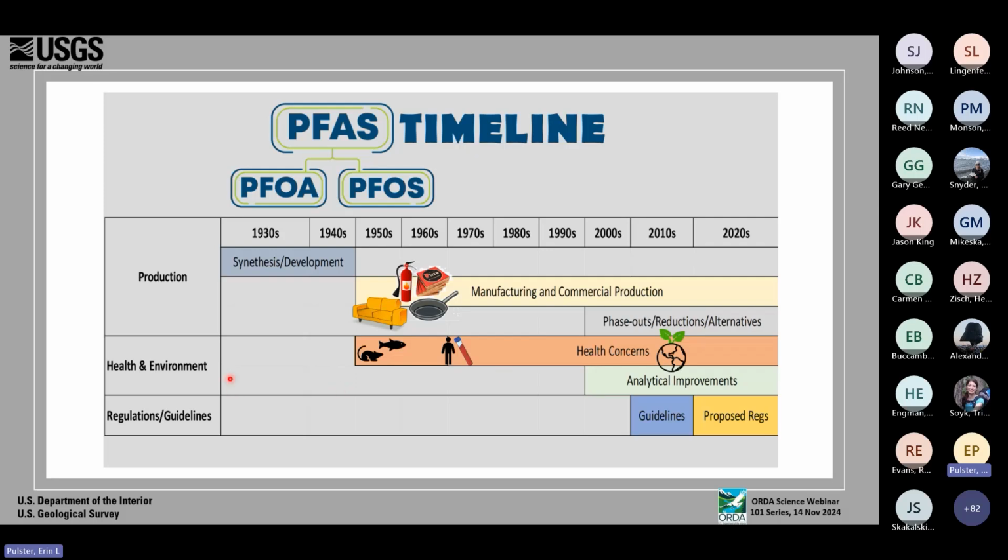In terms of environmental consequences and health consequences, the effects in both fish and rodents of PFAS were known since about the 1950s. It was detected in human blood as early as the 1970s. And then our analytical improvements in terms of analysis of PFAS, they started getting better and better in the 2000s. And then in the late 2000s, the 2010s, and onward, we started developing more regulations.